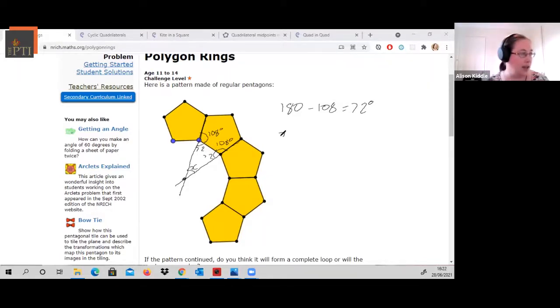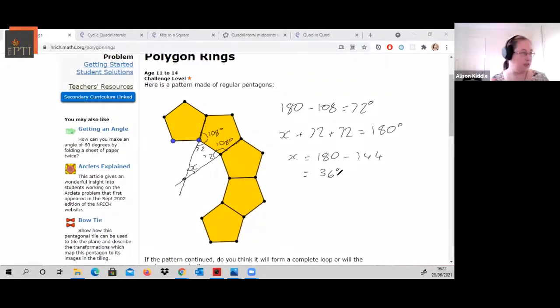So then I get an equation that X plus 72 plus 72 is going to make a triangle, so it's going to be 180 degrees. And so X is going to be 180 minus 2 lots of 72, which is 144. So X equals 36 degrees.